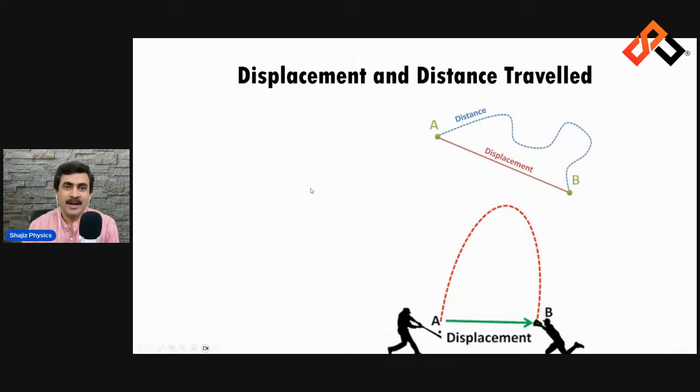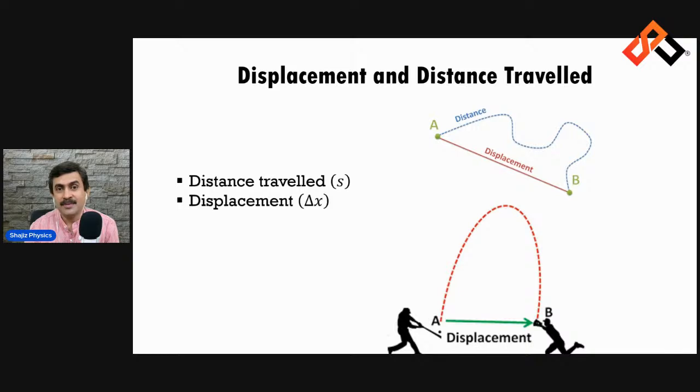Now let us mathematically describe this. Usually distance traveled is represented by small letter s, while displacement is represented by the symbol delta x. For high school students, the symbol delta is not that familiar, but you should understand the concept of delta. Delta means a change. I can give you an example.